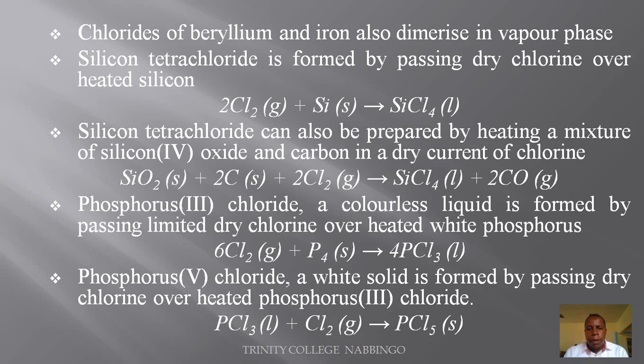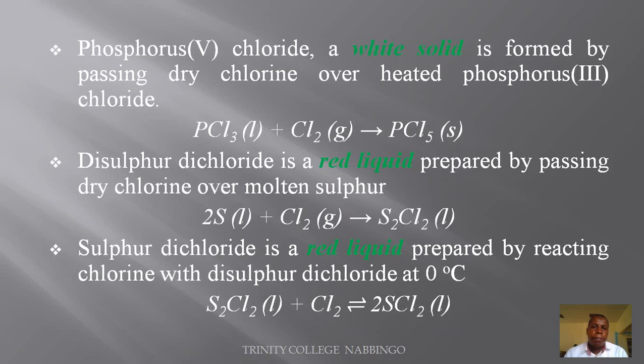However, if we needed the phosphorus pentachloride, this one is a solid. It's a very important reagent in organic chemistry. It is obtained by passing chlorine over the formed phosphorus trichloride. We are able to get this solid, which is phosphorus pentachloride.